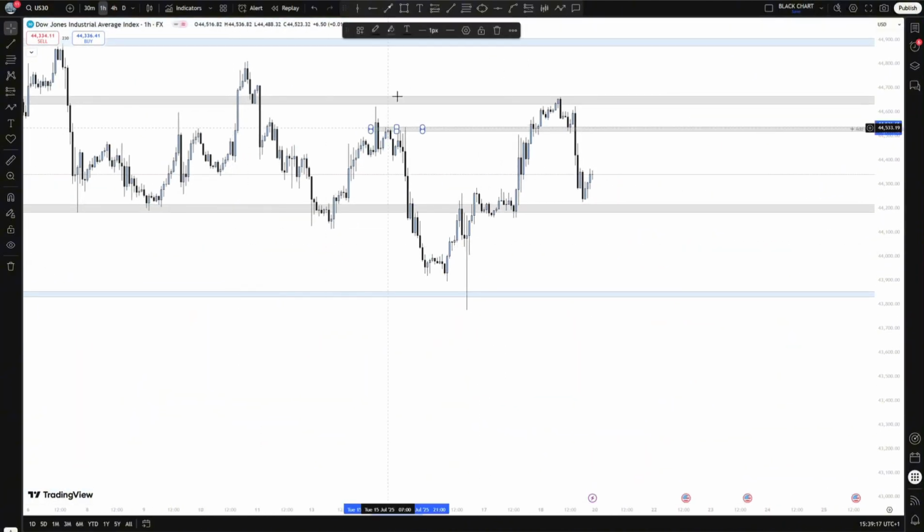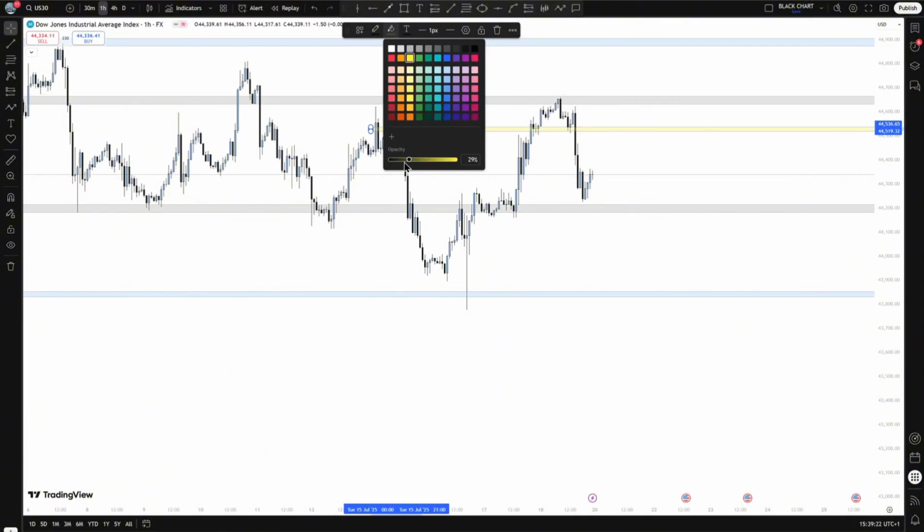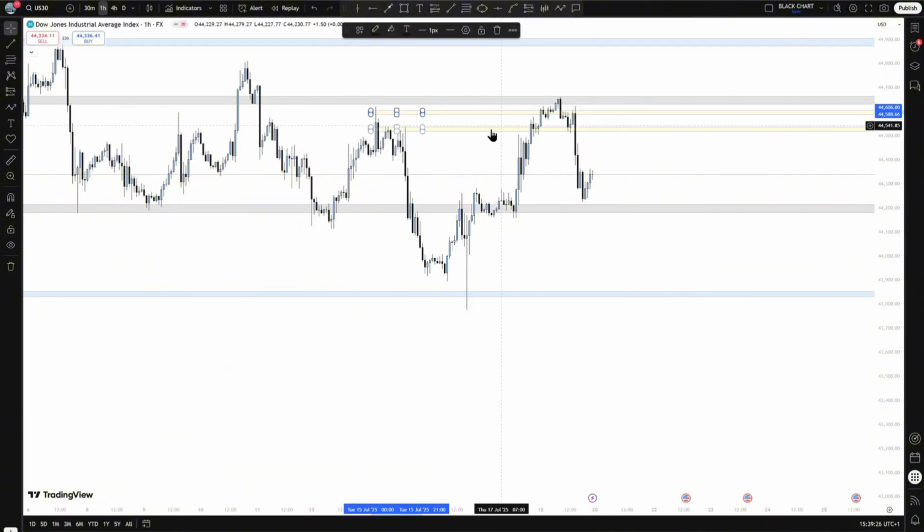But right now we are going to have to change the color of this 1-hour time frame to yellow and reduce the opacity there to 15, because I don't want that yellow color to be too bright.